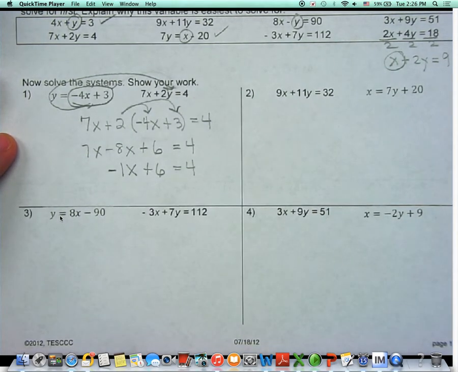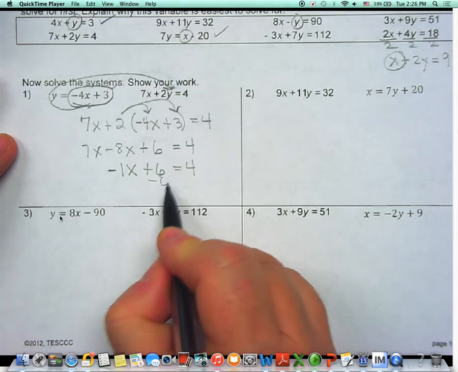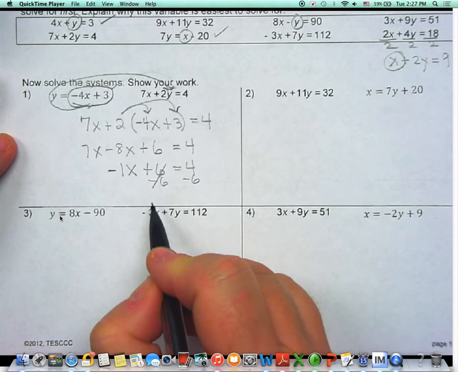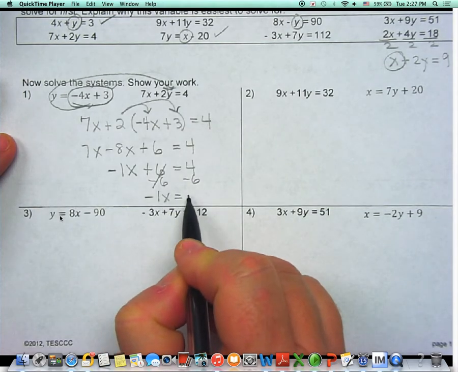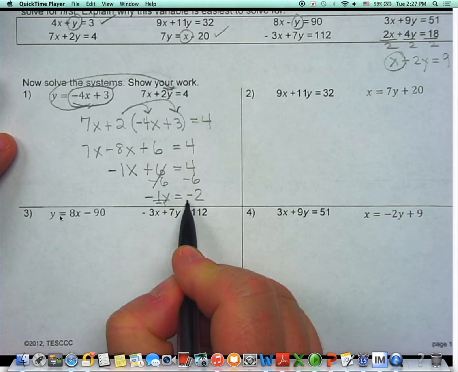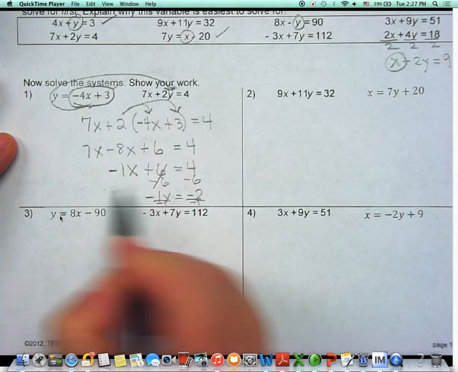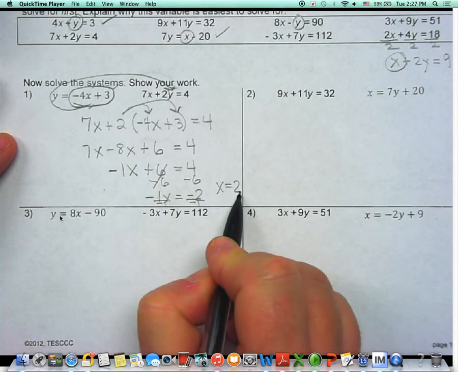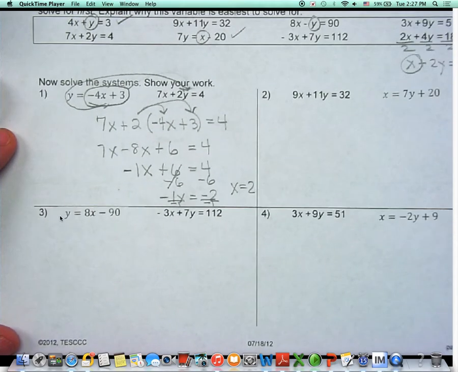Okay, and then? Minus 6. So negative 1x equals? Almost finished. What do we need to do here? Okay, so x equals? 2. That's part of our answer.